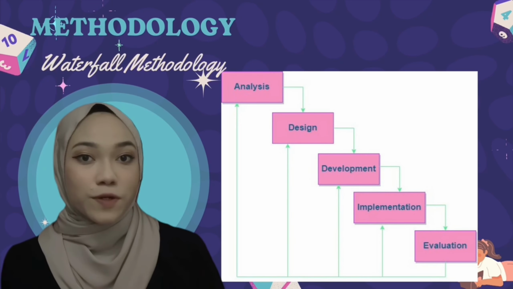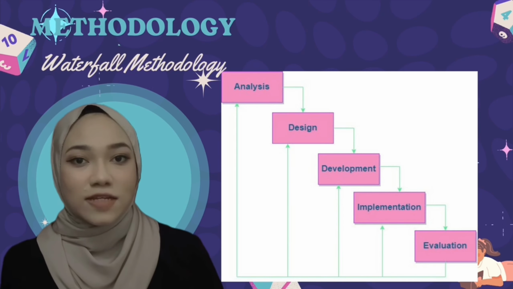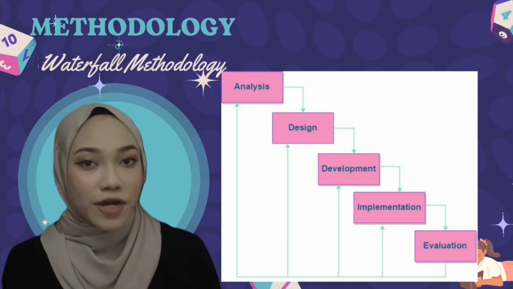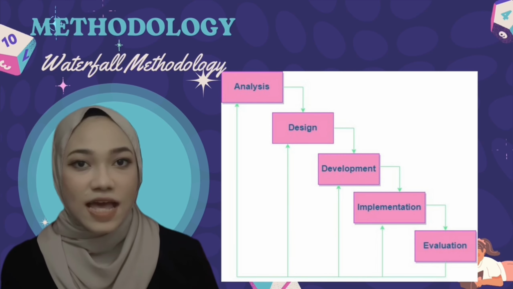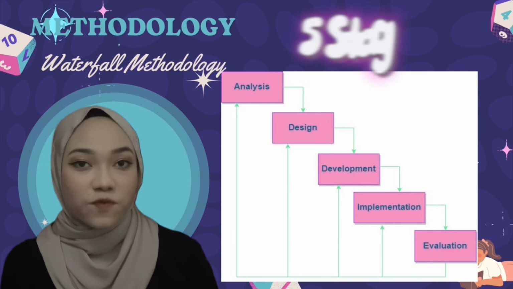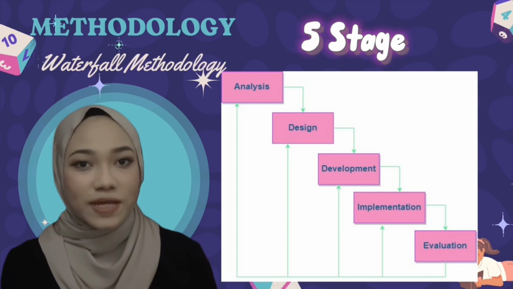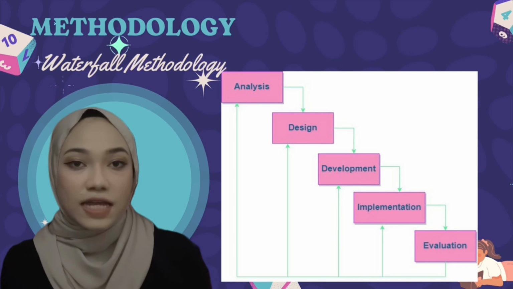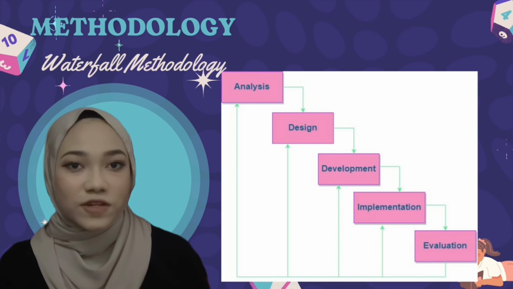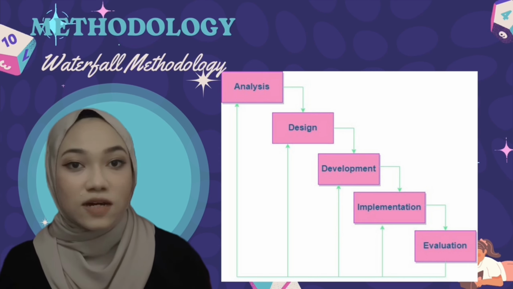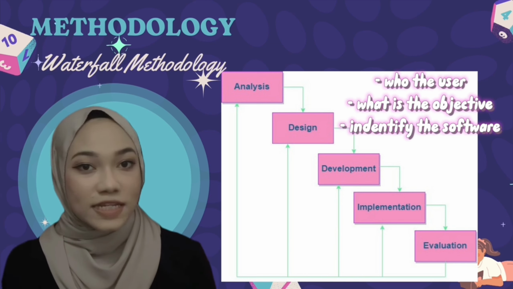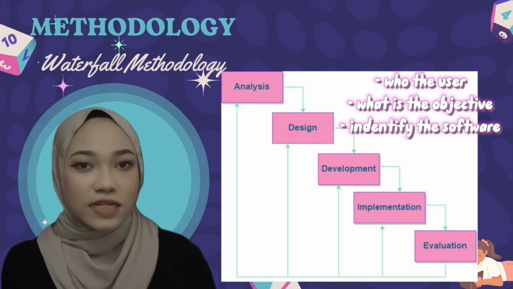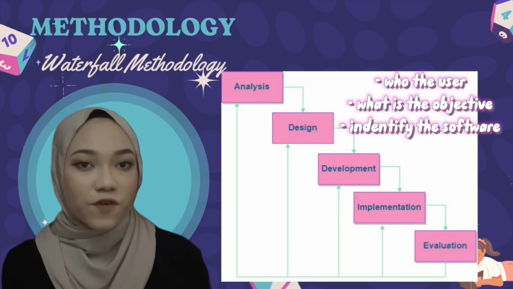Next is the methodology. The selected model is the waterfall model. The Seloka Kanak-Kanak Malaysia application was developed using this process as the main backup. It has 5 stages, namely the first phase of needs analysis. This phase is the phase of determining the problem as a whole, such as determining who the user is, what its objectives are, and identifying the hardware and software needed.